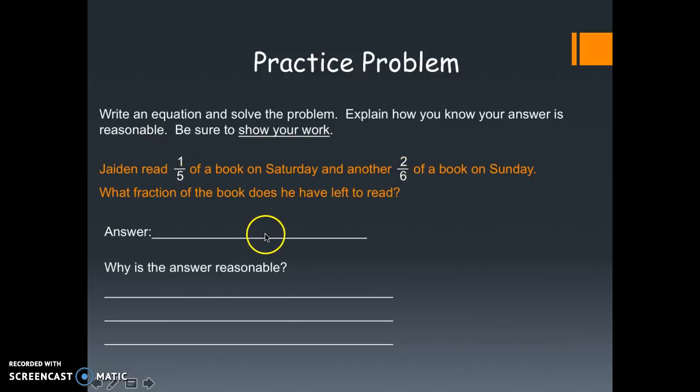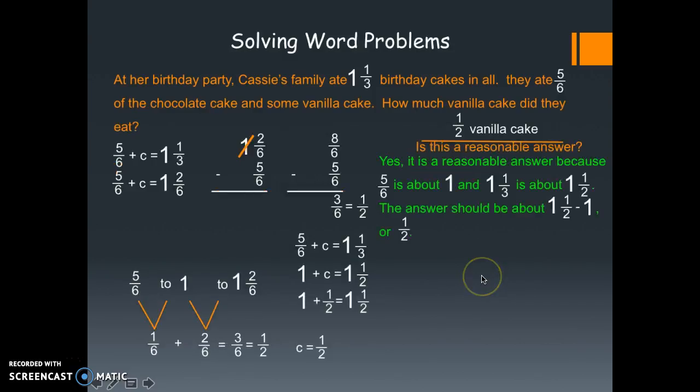So think about how you would solve that and then determine whether you think your answer is reasonable. We will talk about this when we meet in group today.